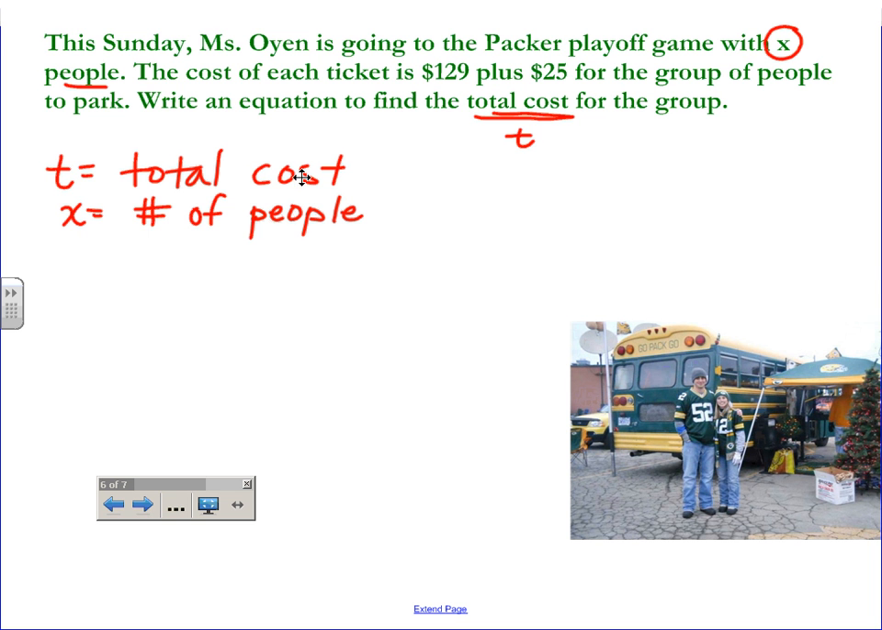All right, those are my 2 variables. The next thing I want to do is look for keywords. It says the cost of each ticket. Each ticket is $129. Each was one of those keywords that means multiply. Each ticket costs $129 plus, there's another keyword, plus $25 for the group of people. Now I'm going to write my equation.